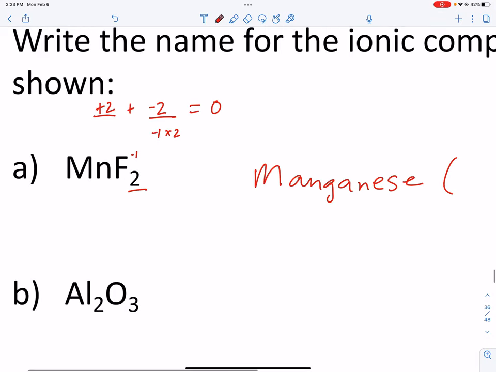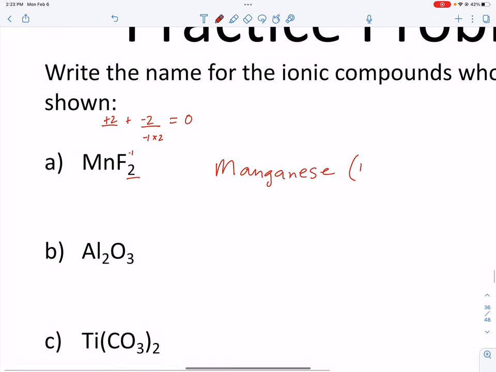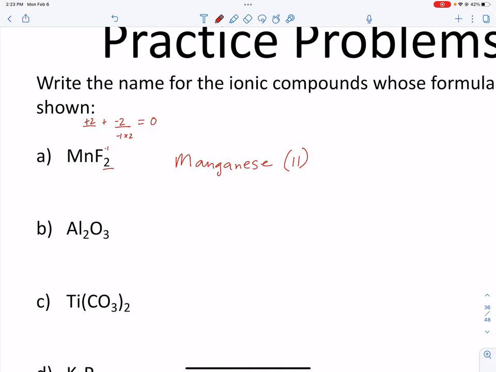Now that I know the charge on manganese, I'm going to indicate that it's a +2 with my Roman numeral of 2, and then I'm going to finish with fluoride, IDE. So the name for this compound would be manganese(II) fluoride.